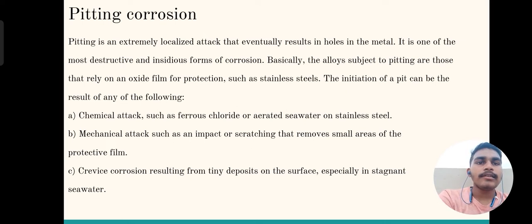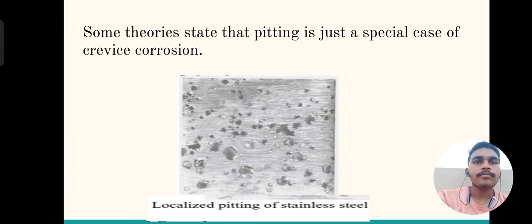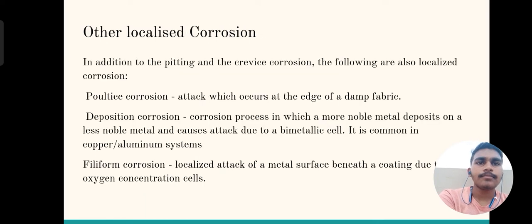A. Chemical attack such as ferric chloride or aerated seawater on stainless steel. B. Mechanical attack such as an impact or scratching that removes small areas of the protective film. C. Crevice corrosion resulting from tiny deposits on the surface, especially in stagnant seawater. Some theorists state that pitting is just a special case of crevice corrosion. So this is the localized pitting of stainless steel.